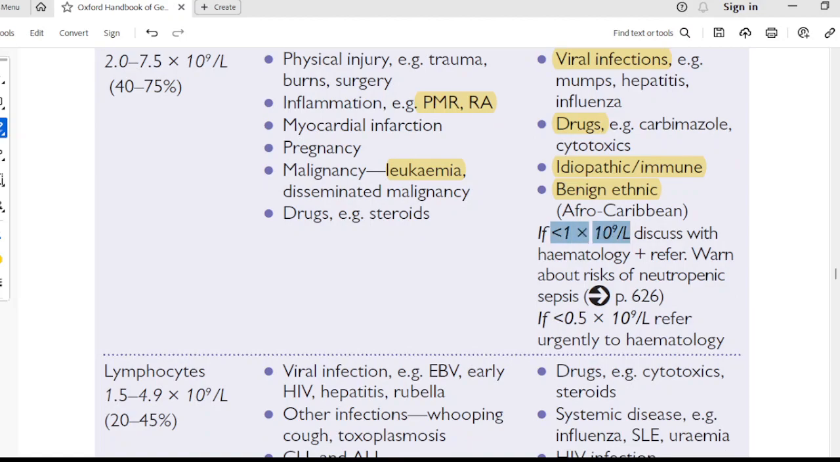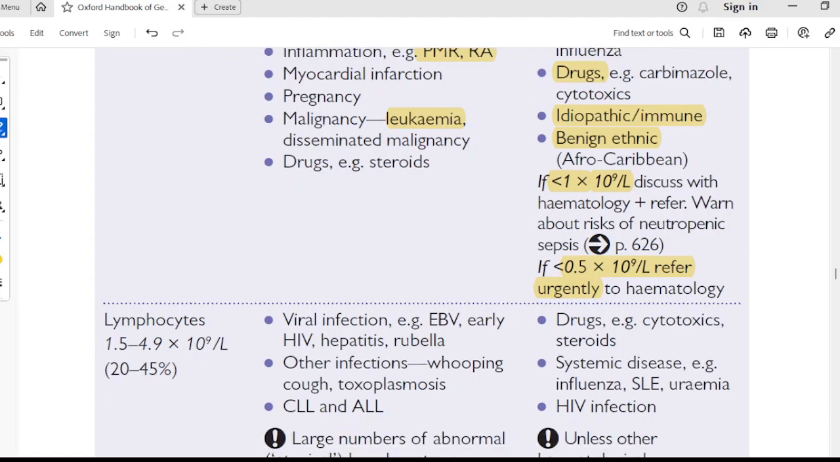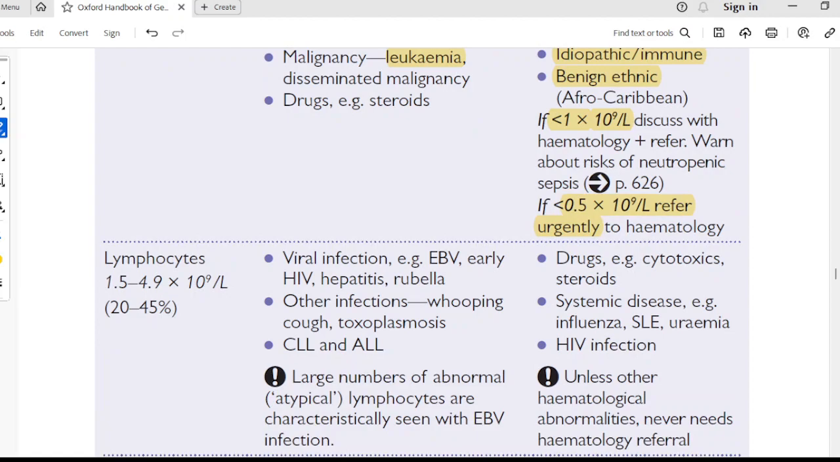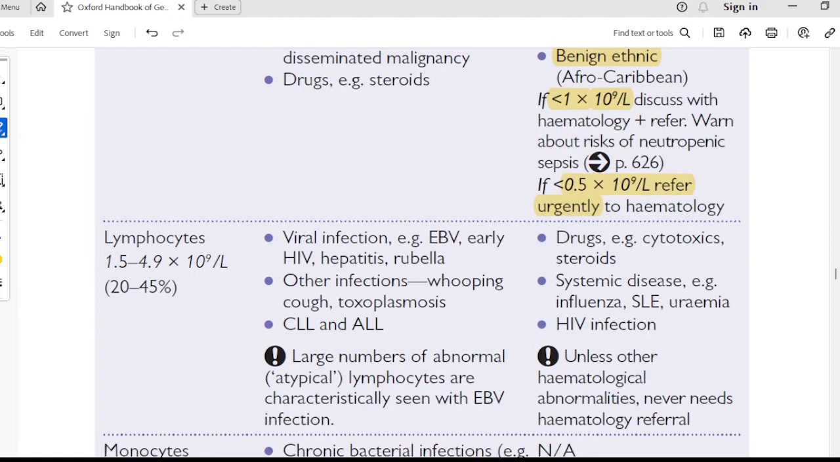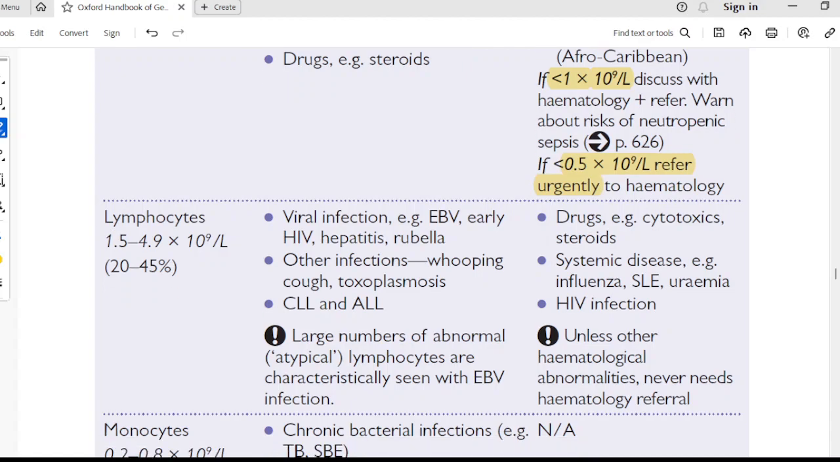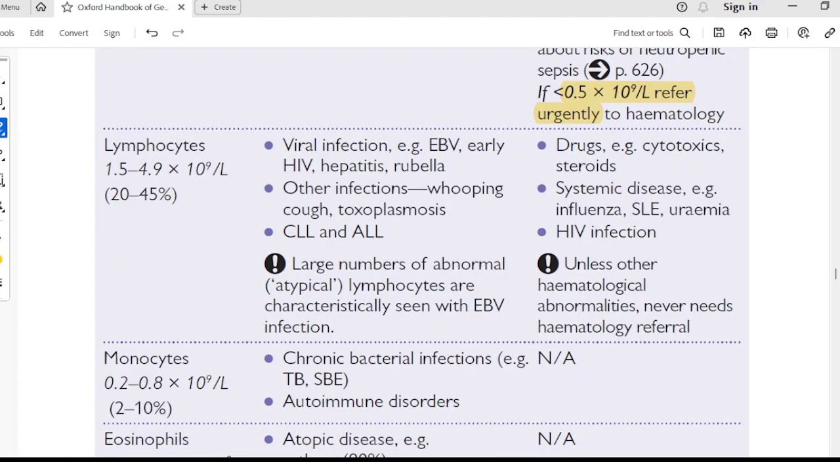If less than 1 ×10^9, discuss with hematology and refer. Warn about the risk of neutropenic sepsis. If less than 0.5, refer urgently to hematology. So with less than 1000 neutrophils, refer routinely to hematology and discuss with hematology. And if the neutrophil count is less than 500, then refer urgently to hematology.